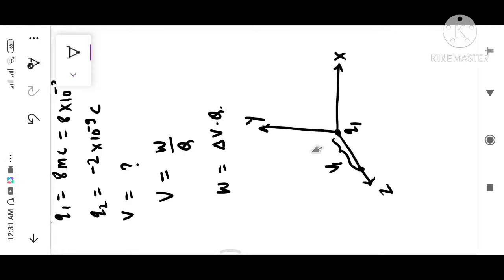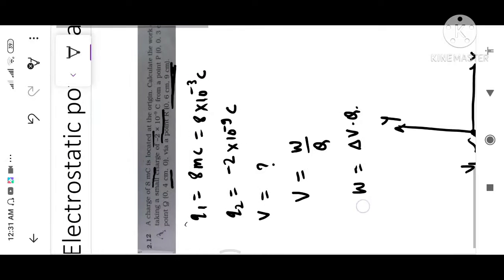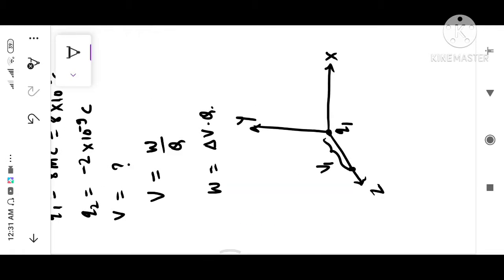Now in the question, it is taken to point (0, 4, 0) centimeter, meaning y axis, 4 centimeter. Then you have to calculate the potential at this point because of this charge, because we have displaced this Q2 to here. So you have to find out del V, V2 minus V1.